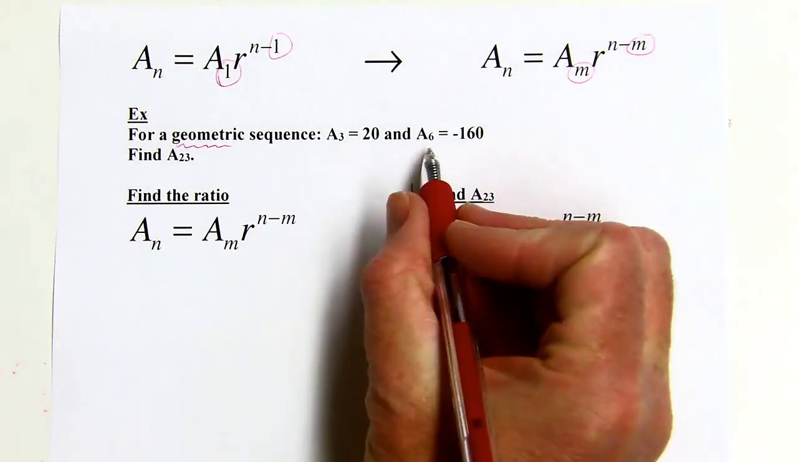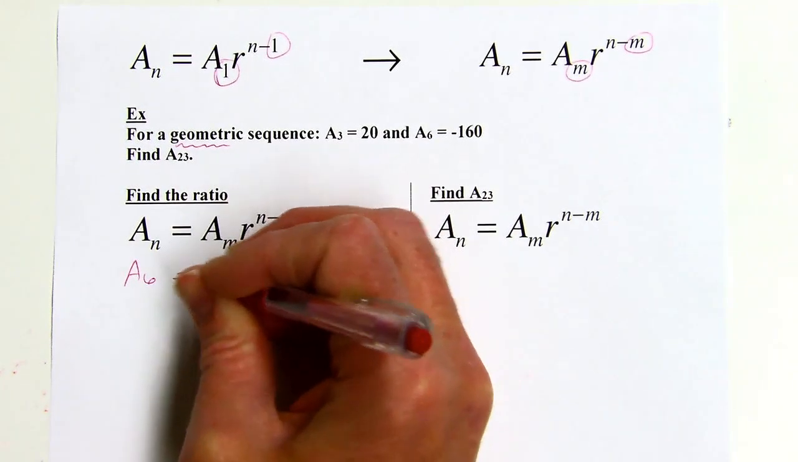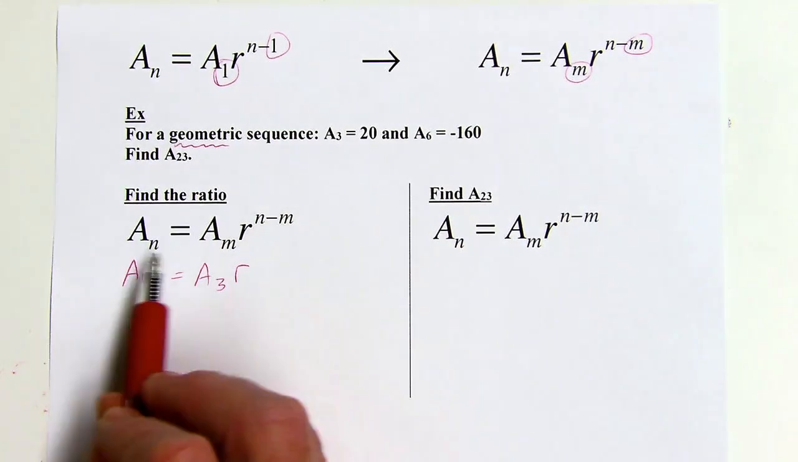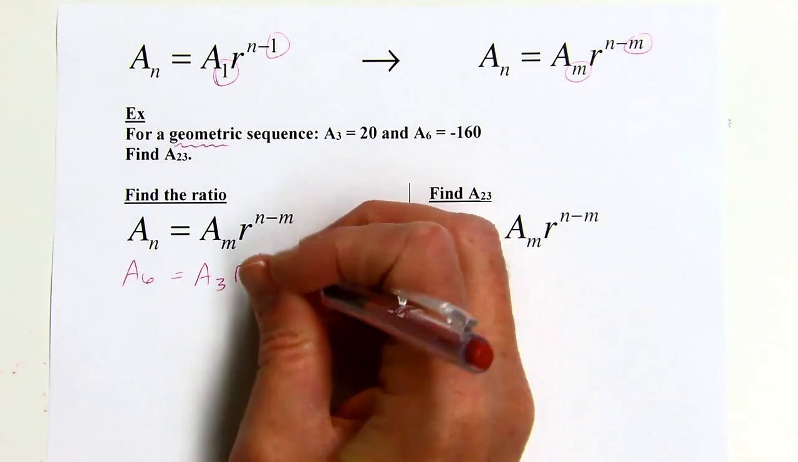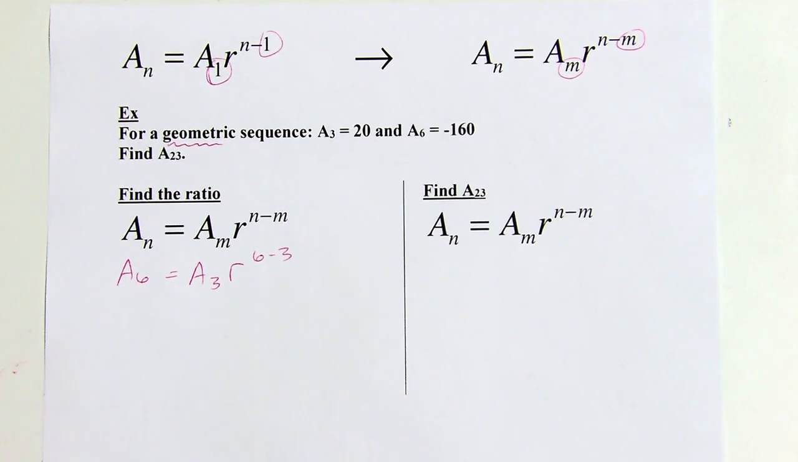I like to put the higher term number in the first slot and the lower term number in the second slot because I've got to subtract, it's n minus m. So here it's going to be 6 minus 3. I'd rather just have that exponent be positive, so that's why I like to put the higher one there. And then I don't have to deal with a negative exponent.